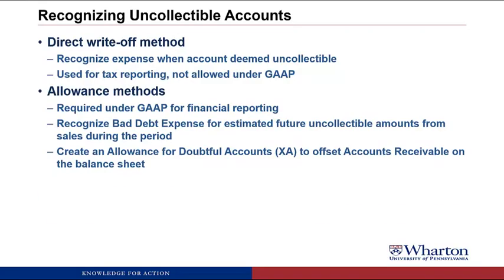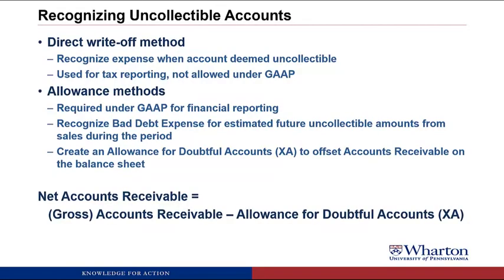In addition to recognizing an expense on the income statement, we're going to create an allowance for doubtful accounts to offset accounts receivable on the balance sheet. Allowance for doubtful accounts is a contra asset, which means it's going to work just like accumulated depreciation. We're going to use it to keep track of expected reductions in accounts receivable instead of reducing the accounts receivable account directly.